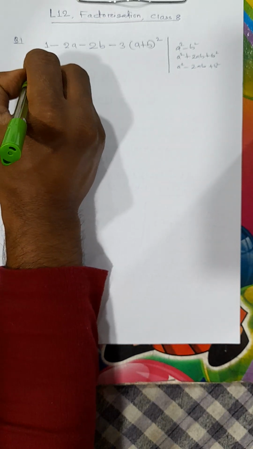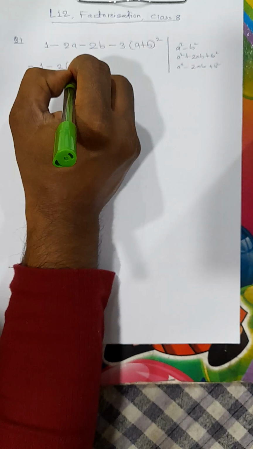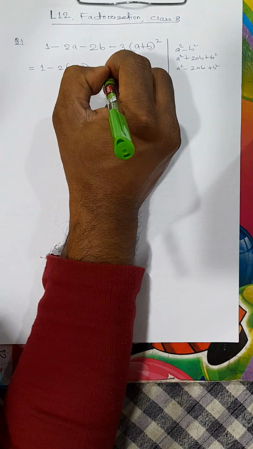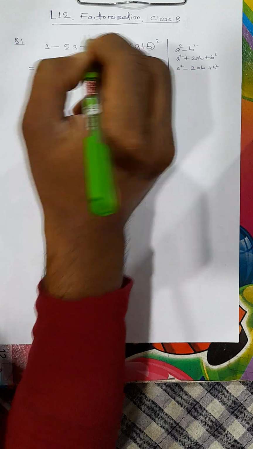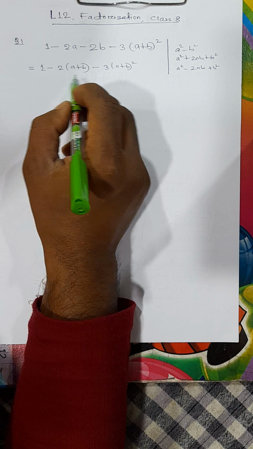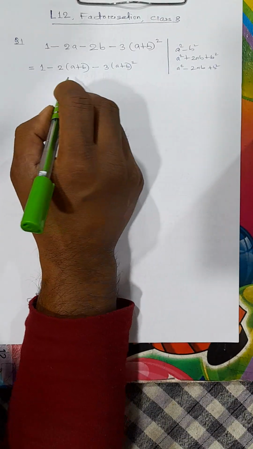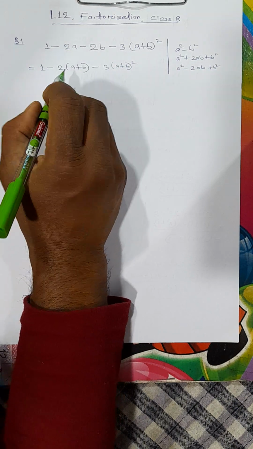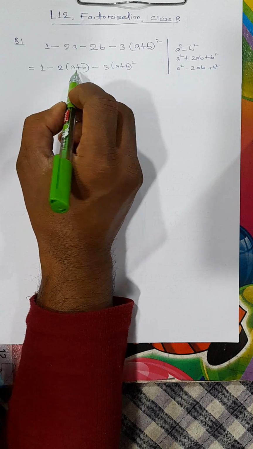Now we can write it like 1 minus twice of (a plus b). Then the third term is thrice of (a plus b) whole square. Now see, we got 3 terms here, right? Now we will remember the middle term splitting. So let us try to do middle term splitting here. The coefficient of 2 is the middle term, right?